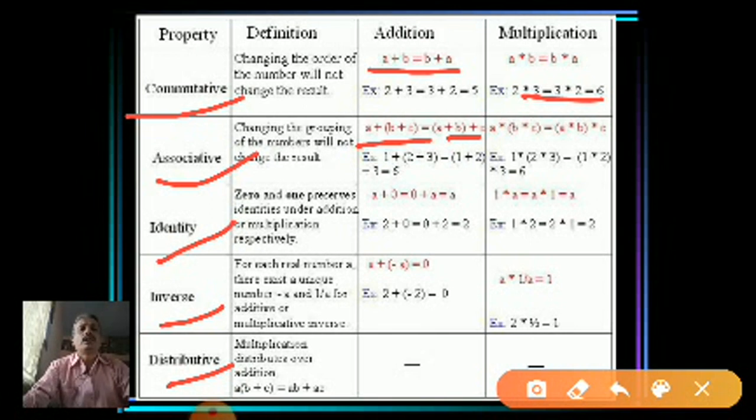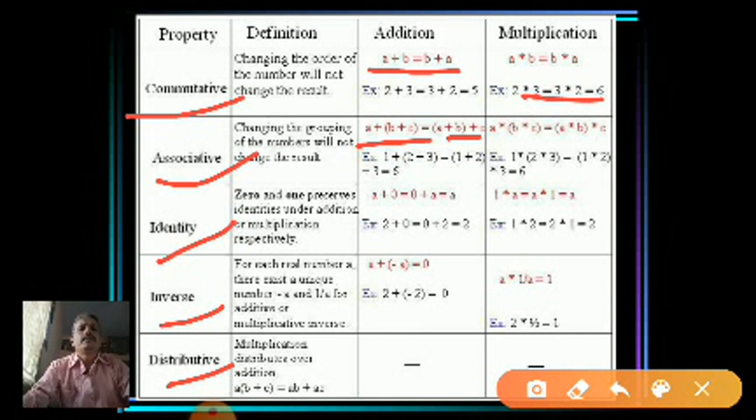Identity for addition is 0. Whenever you add 0 to any number, the answer remains the same number. The identity for multiplication is 1. If you want the same number, which number do you have to multiply by? 1. Suppose there is a 9. How to get 9? Very simple. 9 into 1 gives 9.